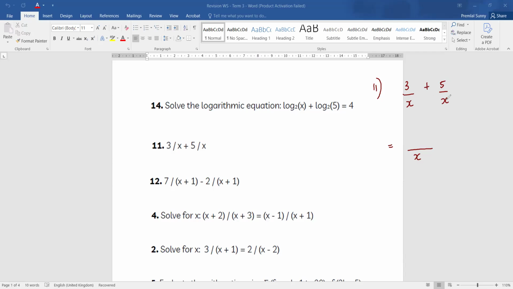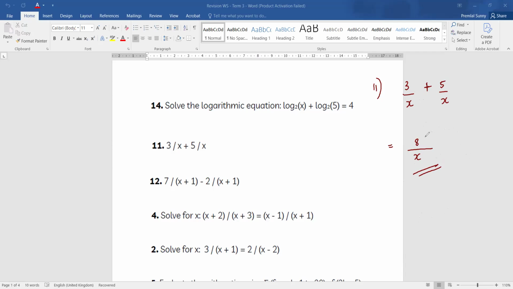If you have the same denominator, you will write the denominator as it is, same. Now, to get the numerator, you just add both the numerators here. 3 plus 5. 3 plus 5 is 8. 8 over x. Very simple question.